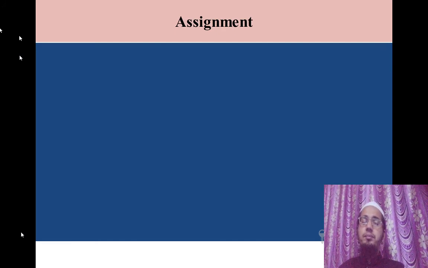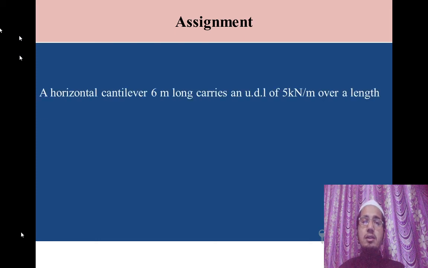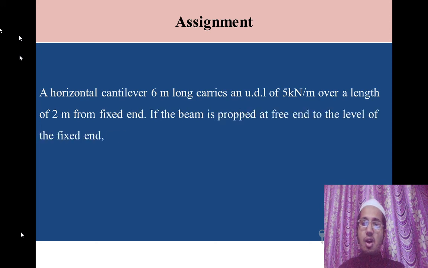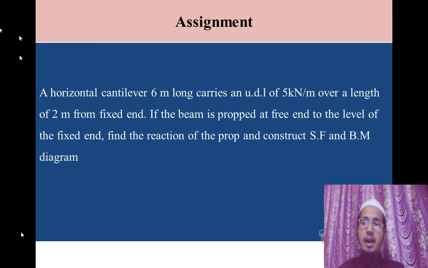Hope you can solve. Note it down. A horizontal cantilever 6 meter long carries a UDL of 5 kN per meter over an entire length of 2 meter from the fixed end. If the beam is propped at the free end to the level of the fixed end, find the reaction of the prop and construct the shear force and bending moment diagram. So, hope you can solve this numerical in the assignment.